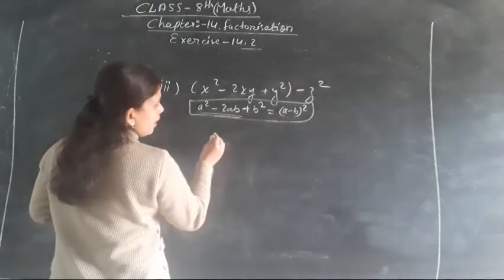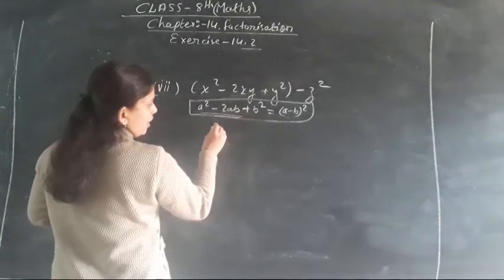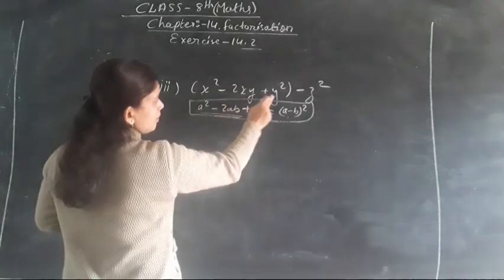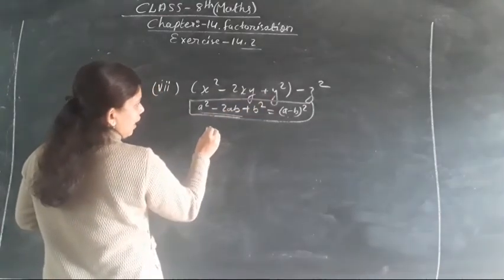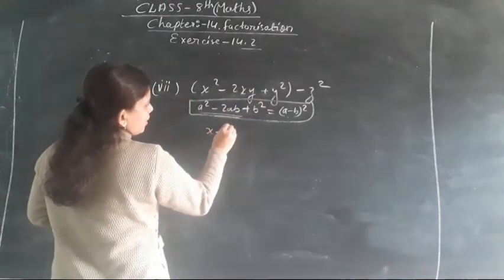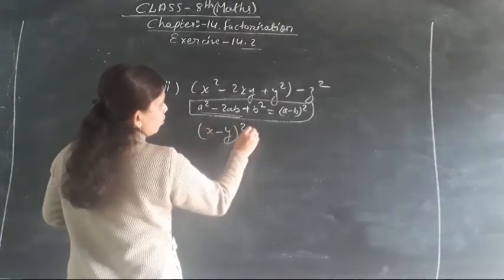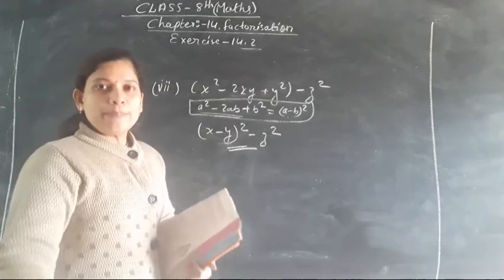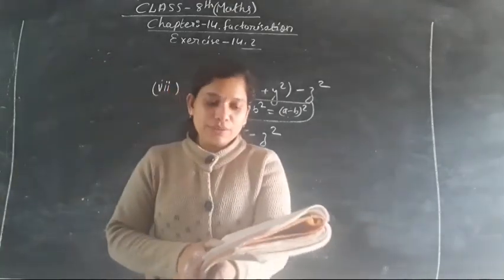So we can write the next step. We can write this as x square minus 2xy plus y square, which can be written as x minus y the whole square, minus z square. In short, okay.